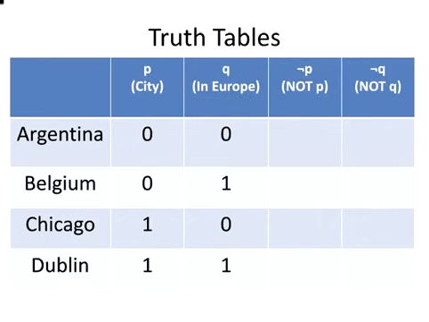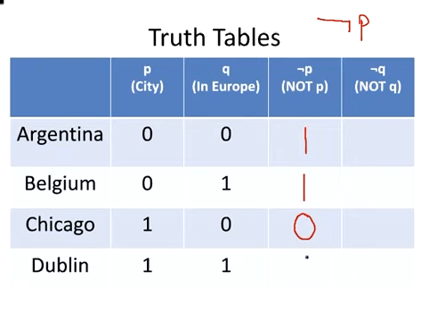Before I go, I'm going to look at the negation symbol. Not P, not Q. So it's this little symbol over here. I'm just going to put it in again there. Not P. Now this means not a city and not in Europe. So first off, Argentina, is that not a city? Well, the fact that it's not a city is true, so that's going to be 1. Belgium, not a city, that's 1. Chicago is a city, so we're interested in places not being cities, that's 0. And Dublin, not a city, 0.